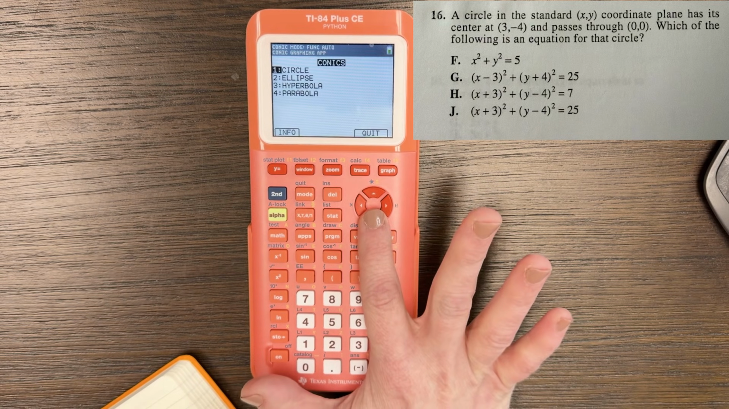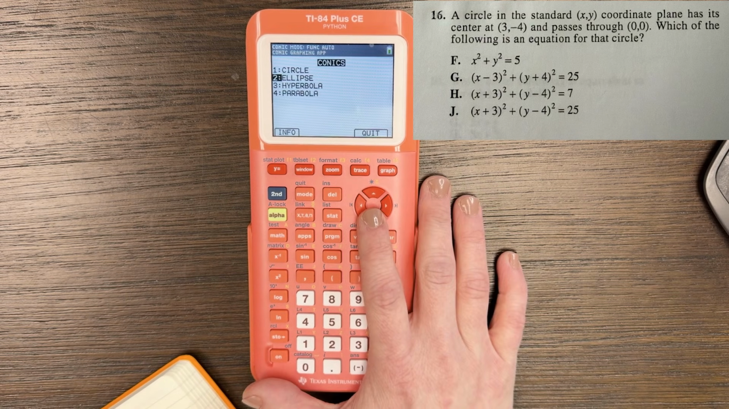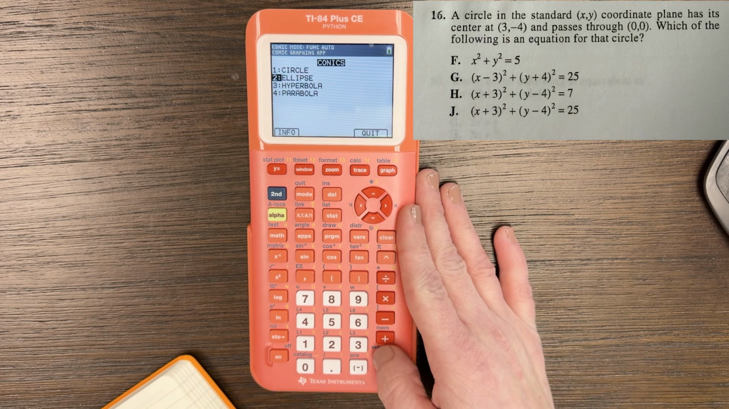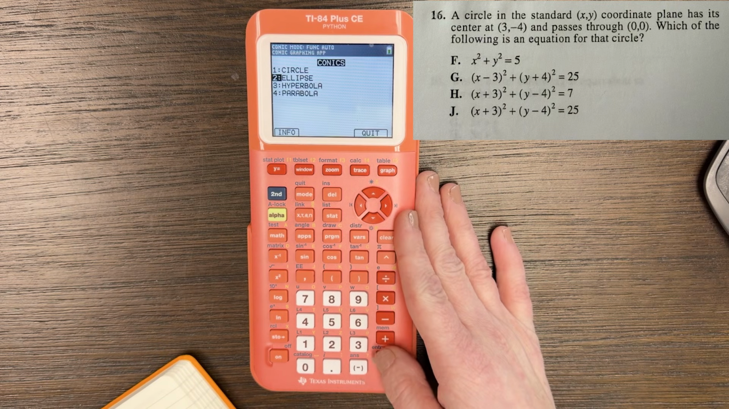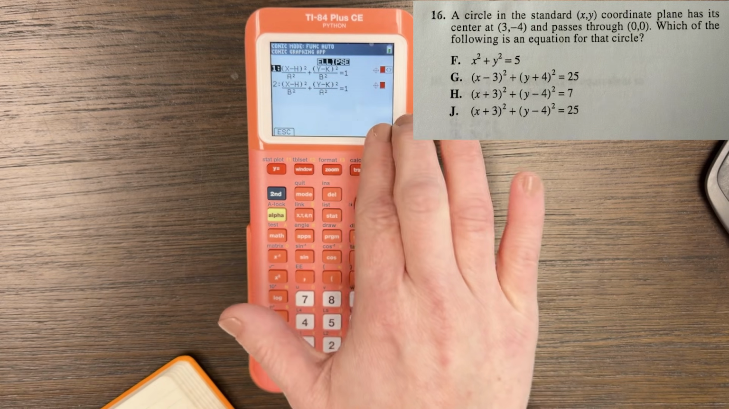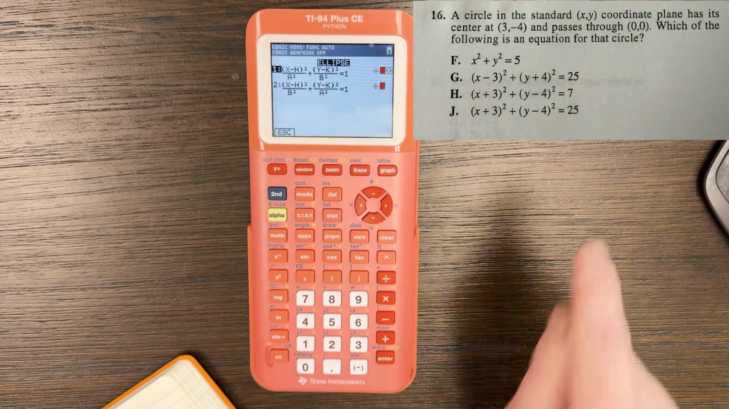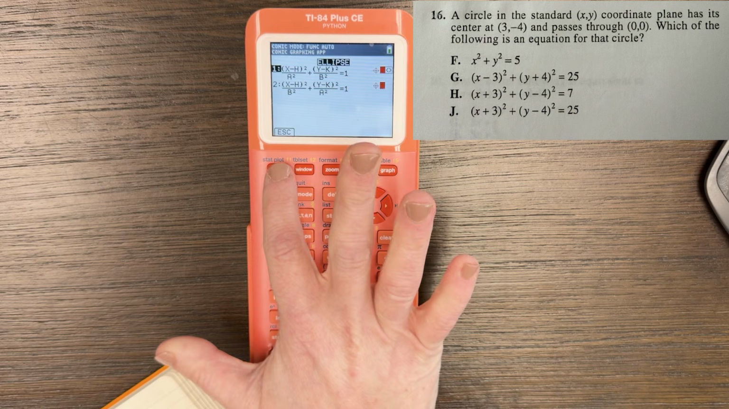Sometimes they will ask weird questions about ellipses and especially parabolas, I've seen too. And if you're ever stuck about what these formulas look like and need to reference it, this is all built in so that you can toggle around based on the question and go ahead and find this.